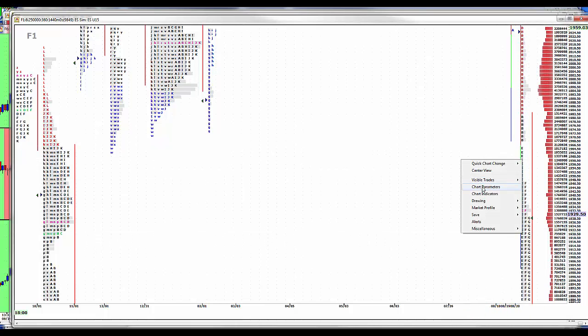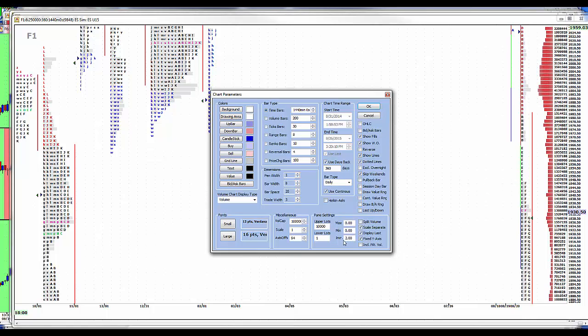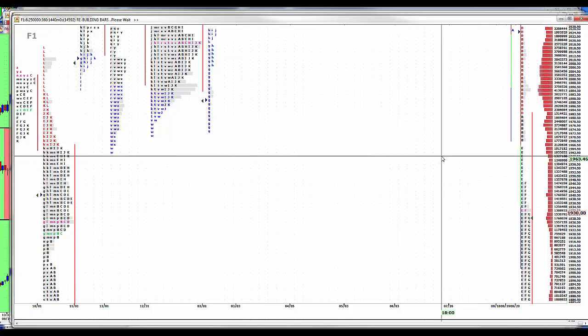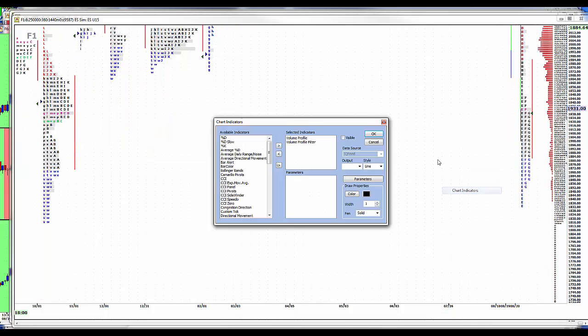Okay, we're going to change this to a 4-point, and get it on the screen. And we'll go to the indicator.